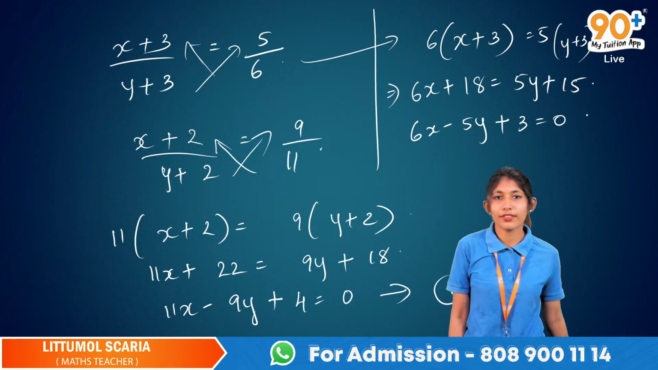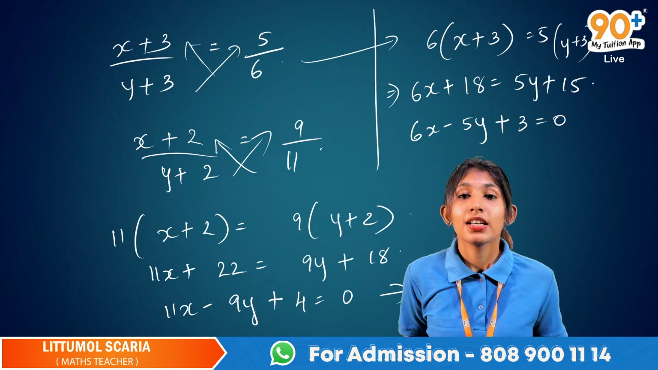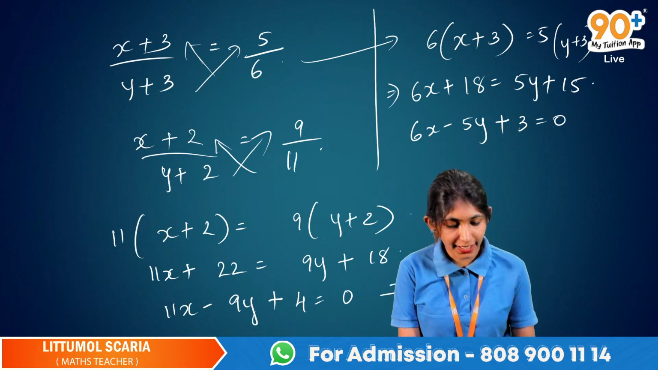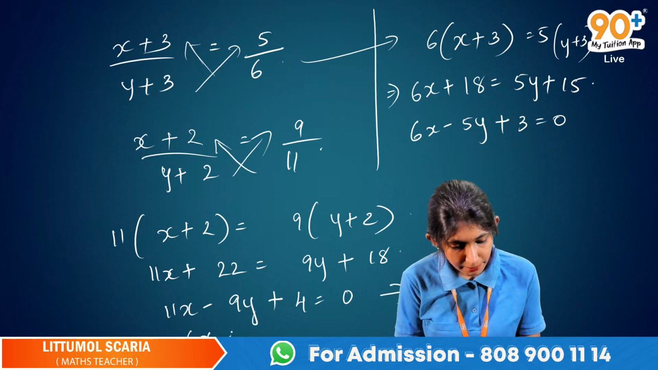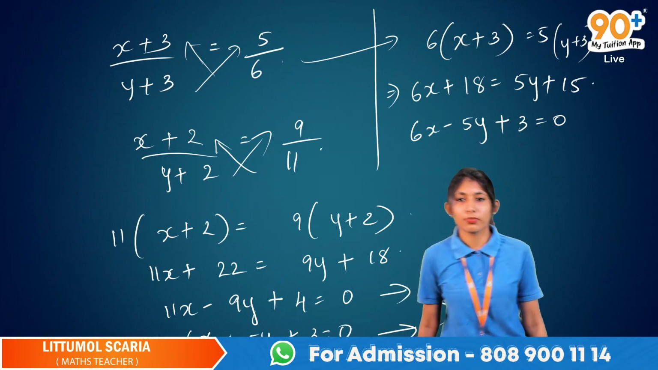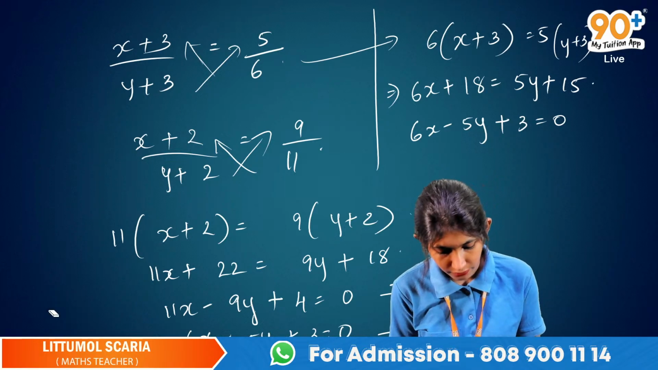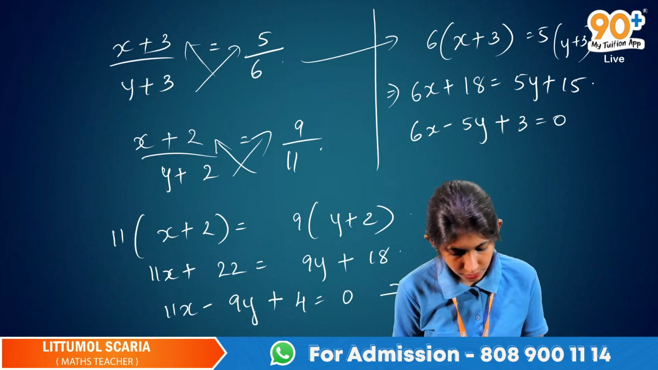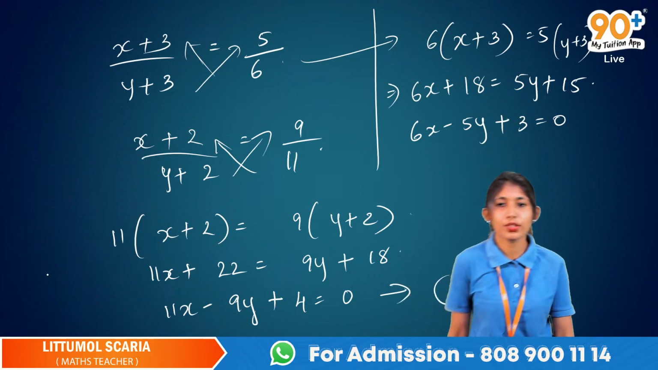15 is taken to the left hand side. 18 minus 15 is equal to 3. So this is our second equation: 6x minus 5y plus 3 is equal to 0. Let's say we don't see an easy equation. Both the equations are difficult. We have to use substitution.